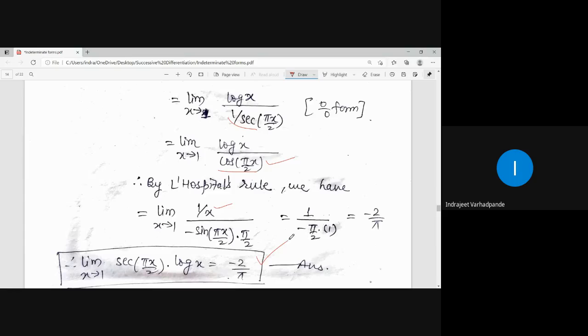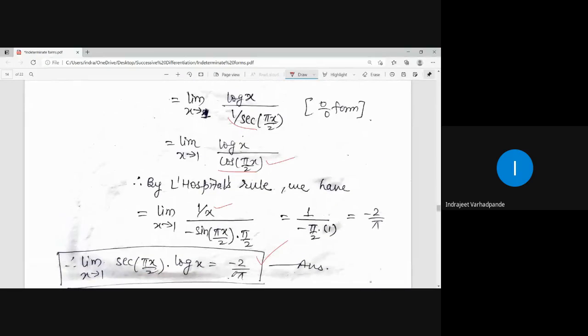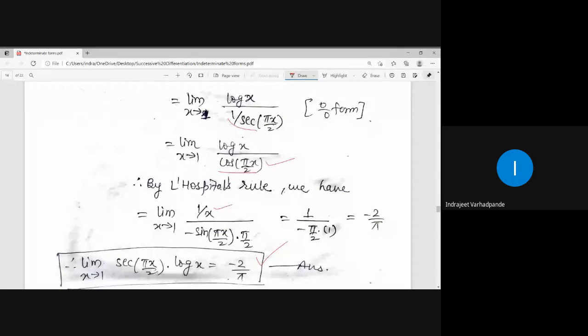Clear? So this is what the simplification is for the value obtained as minus 2 by pi.